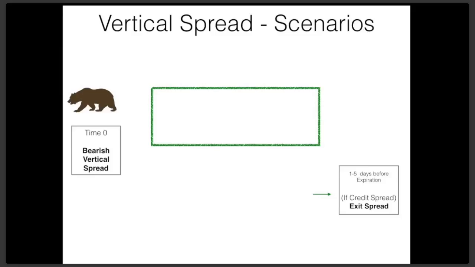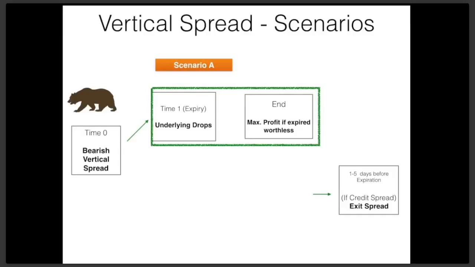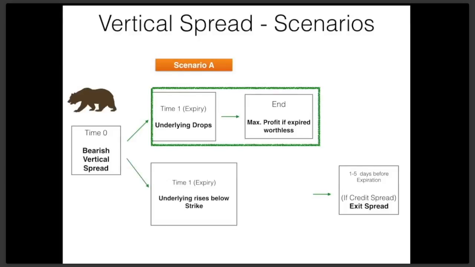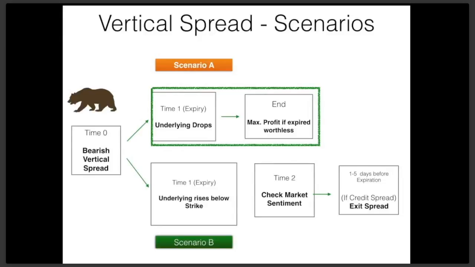All right, so this was what happened to the trade example on EWJ. We established a bearish vertical spread and the scenario: underlying drops. At expiration, max profit. If this is a credit spread, max profit will be captured if it expires worthless. If underlying rises, check market sentiment. Are we maybe chopping at this resistance level? One to five days before expiration, if you are being challenged, just close it out. Or for a debit spread, you can just let it expire naturally.